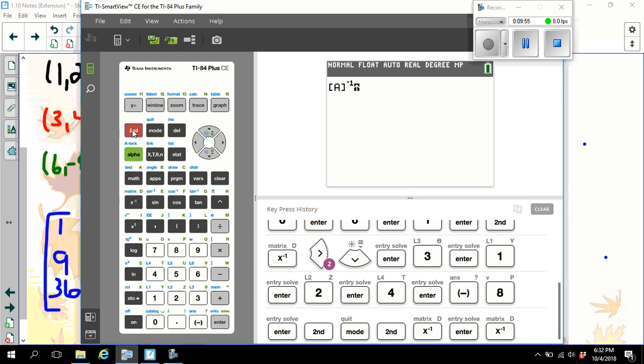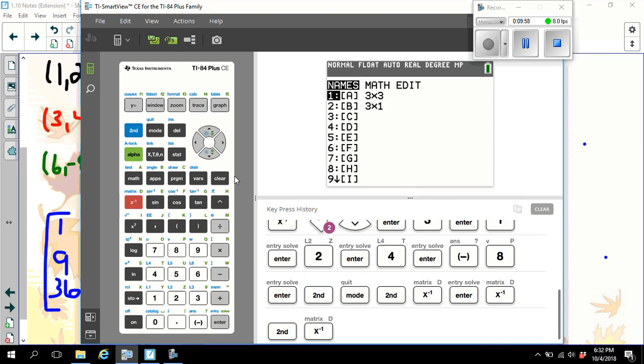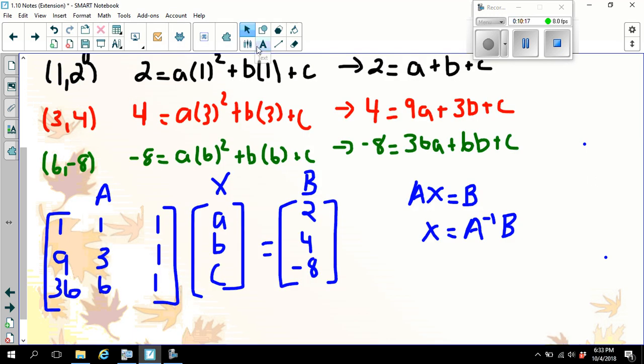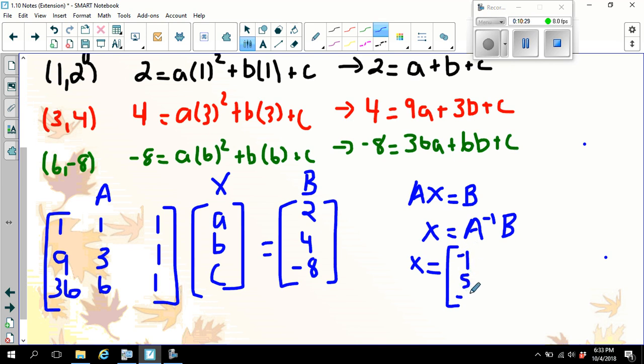So I go to second, and then once again the inverse key. I scroll down to B and press enter. Now I have the inverse of A matrix multiplied by B. After this, I just press enter, and then I get my A, B, and C values. So in this case, X, our variable matrix, equals -1, 5, and -2.